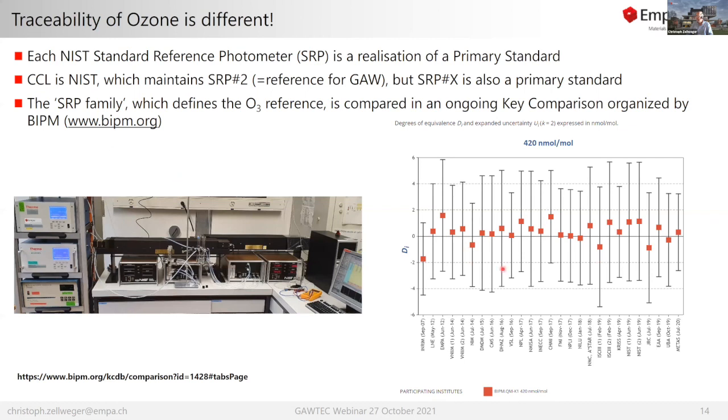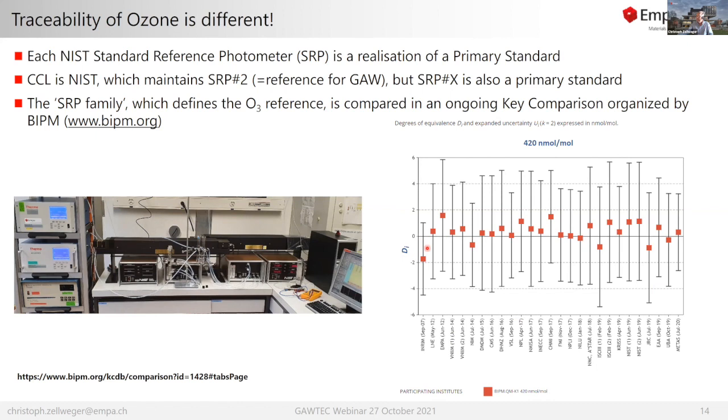And you see this is just a screenshot I took from the latest results. Well, it's ongoing. It started in 2007. The pilot study was even earlier, and you see the results. So only national metrology institutes can participate. Also, we can participate because we are a designated institute by WMO. So we represent WMO and can also participate in this key comparison. And within the uncertainty, we have agreement between all these SRPs. So it's more like the family of ozone reference instruments that define the reference.